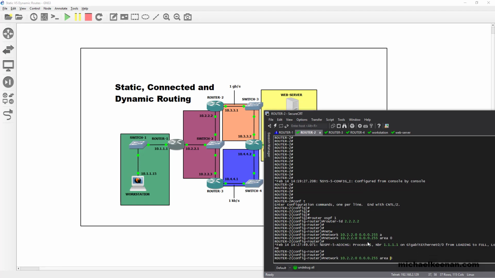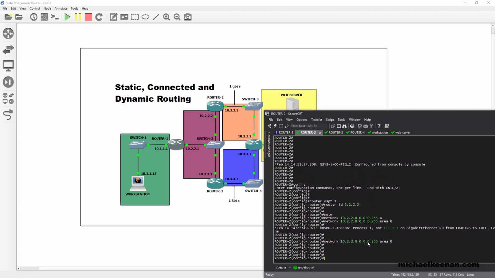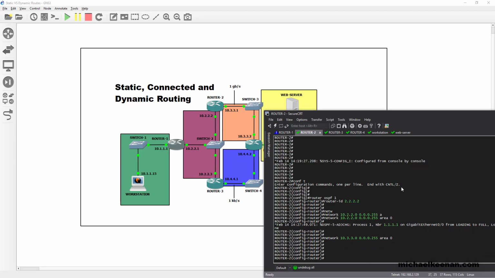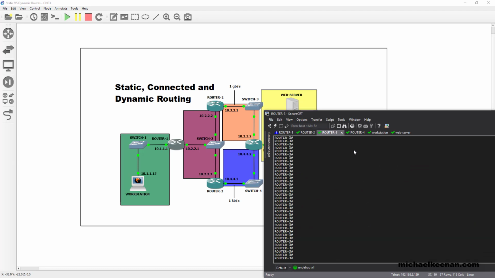We're also going to do the same thing for 10.3.3.0. And we're done there. Let's go to router 3. Do the same thing over here.